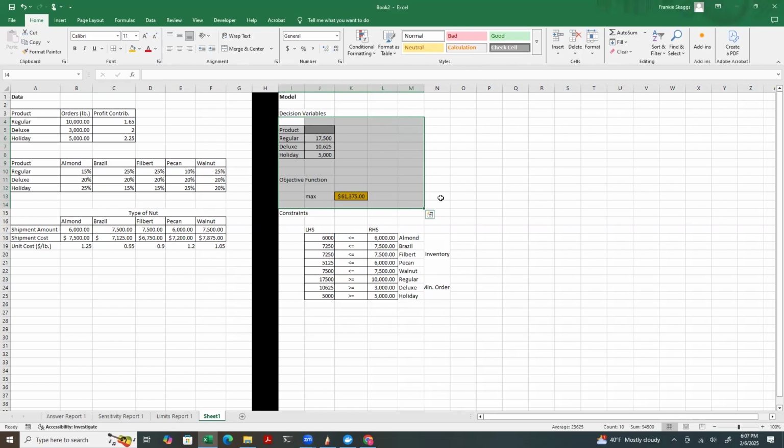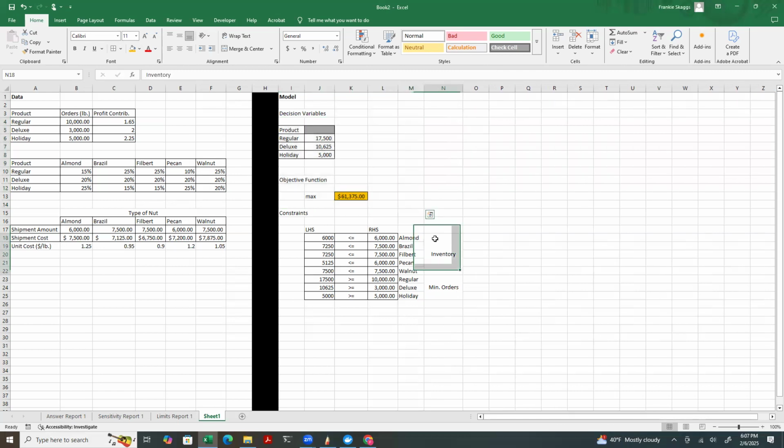Number 3. Recommendations regarding how the total profit contribution can be increased if additional quantities of nuts can be purchased. Okay, so they're basically saying, what if I could get additional quantities of nuts? Basically increase my available inventory. How would I choose to increase it? Like, which nut do I try to pursue more? Do I try to pursue more almonds, Brazil nuts, filbert, pecan, walnuts? Which one would be of best value to pursue?